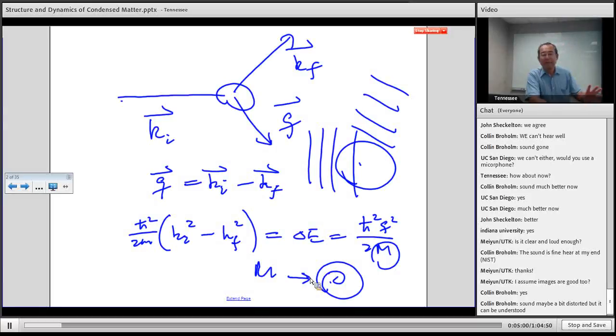What I want to get across is that, unlike X-ray scattering, neutron scattering is inherently closer to inelastic. You always run into inelastic scattering. In X-ray scattering, the incident energy is so big, tens of kilovolts, compared to phonon energies, which are tens of millivolts, that the energy transfer is so small compared to the initial energy. So X-ray scattering is very close to elastic scattering. You have to work hard to get inelastic scattering out of X-rays. But neutrons are not like that.